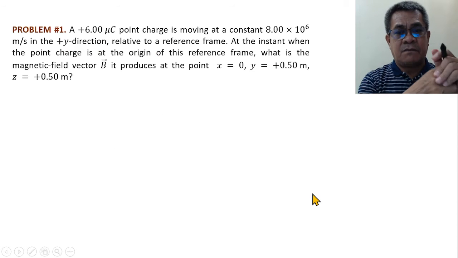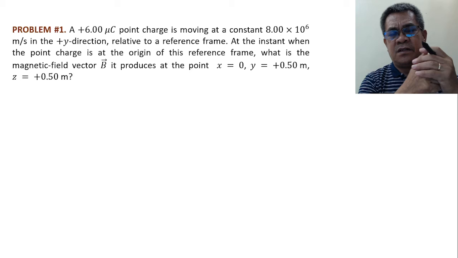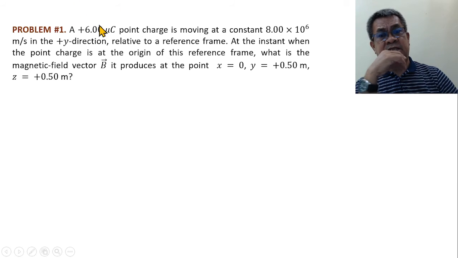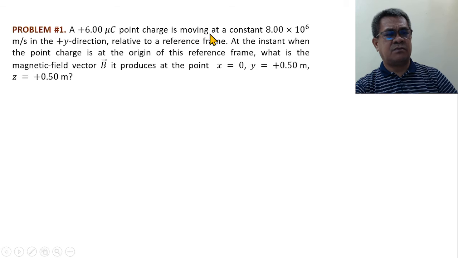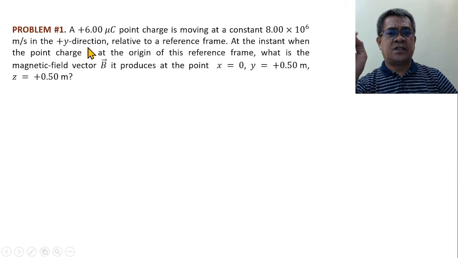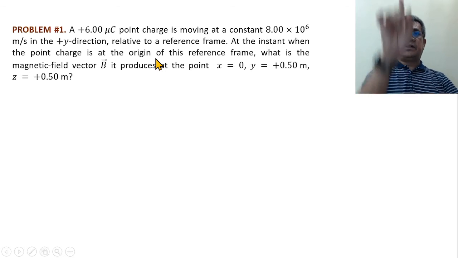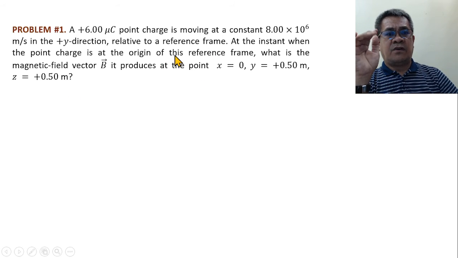Okay, so here comes the problem. The problem says that we have a 6 microcoulomb point charge moving at a constant velocity of 8 times 10 raised to 6 meters per second. And according to the information, this is moving in the positive y direction relative to the reference frame. So there must be a reference frame at the instant when the point charge is at the origin. So the particle is at the origin of this reference frame. The question is, what is the magnetic field vector B?